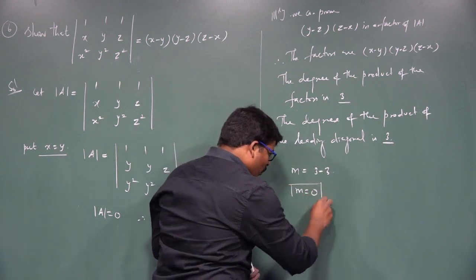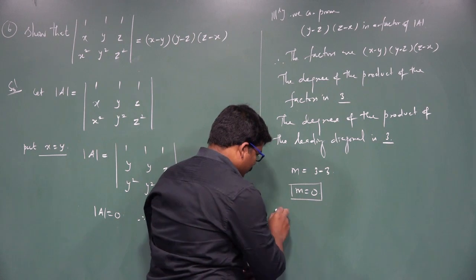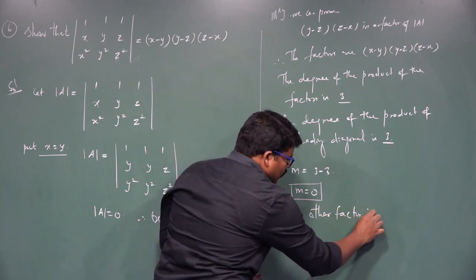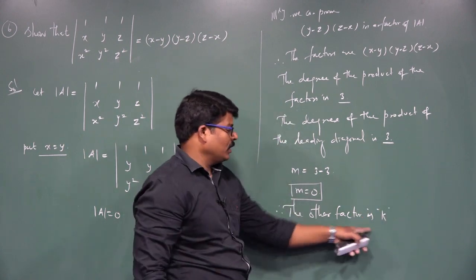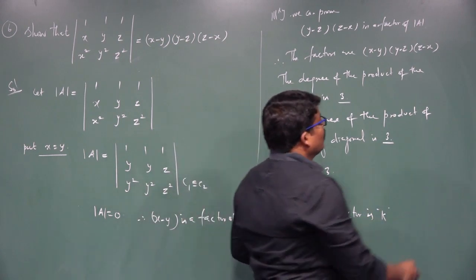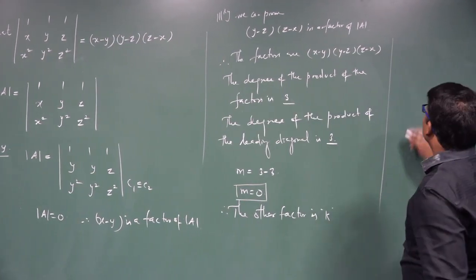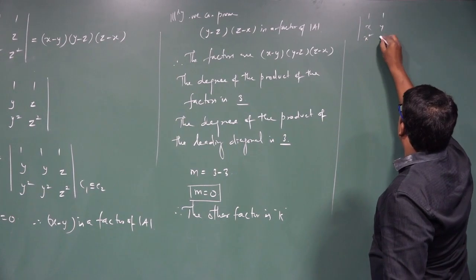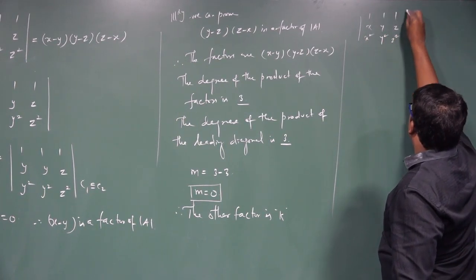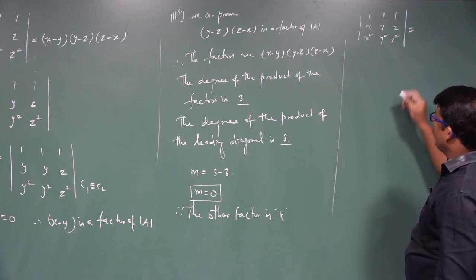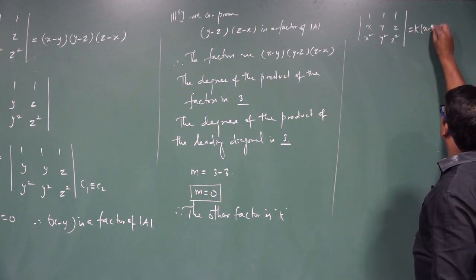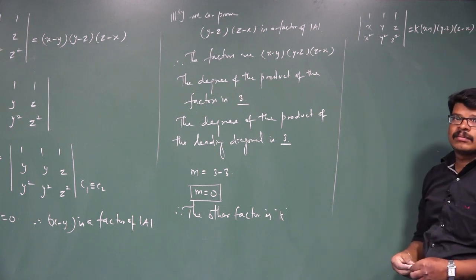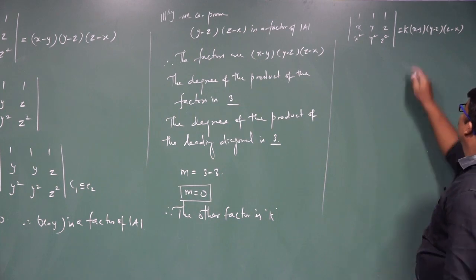Since m value is 0, the other factor is a constant value k. The other factor is k. Given the determinant 1 x square, 1 y square, 1 z square equals k into the factors: k into x minus y, y minus z, and z minus x. Now find the value of k.